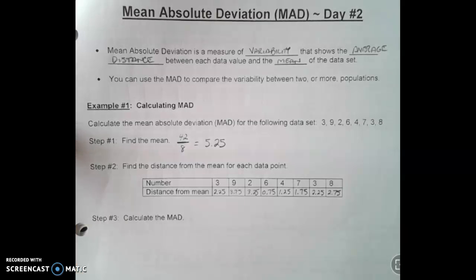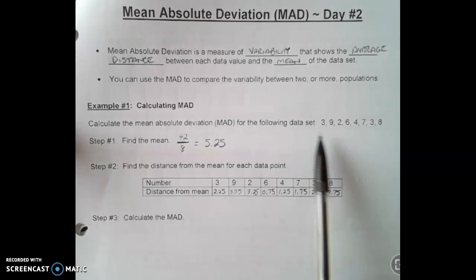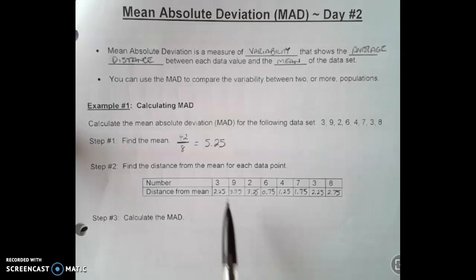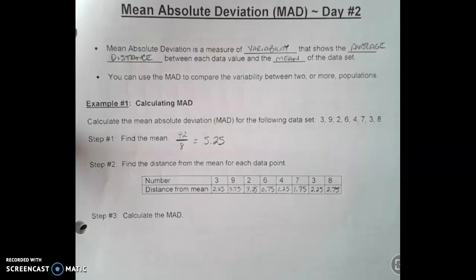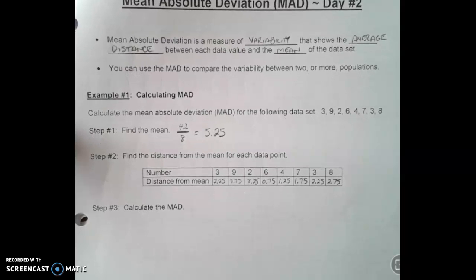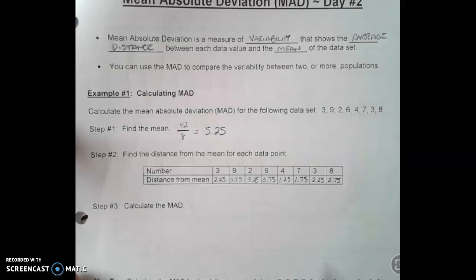So again, you start by calculating the mean of your data. Then you figure out how far each piece of data is from that mean. That's what we just did. And now we're going to calculate the mean absolute deviation. To do that, we find the average of these distances, so we have to add these distances together.